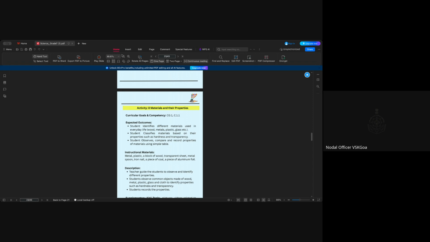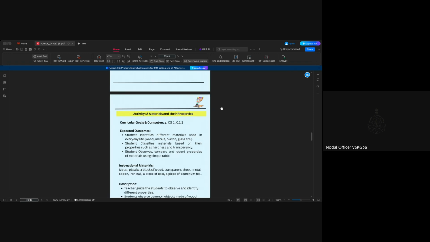Okay, so here you'll find that we are much more interested in identifying different materials used in everyday life, and trying to classify those materials based on their properties, which they have previously learned in 6th standard, that is hardness and transparency. And then let them observe, compare, and record the properties using a simple table that is given below.